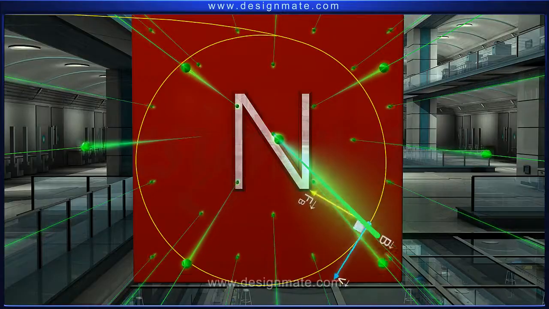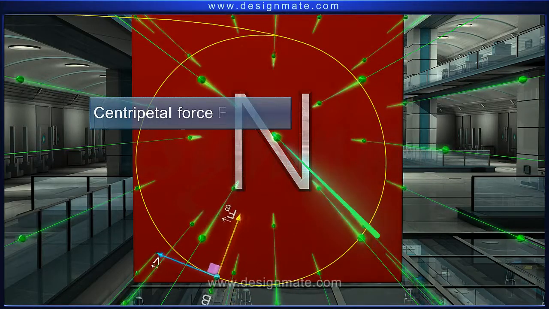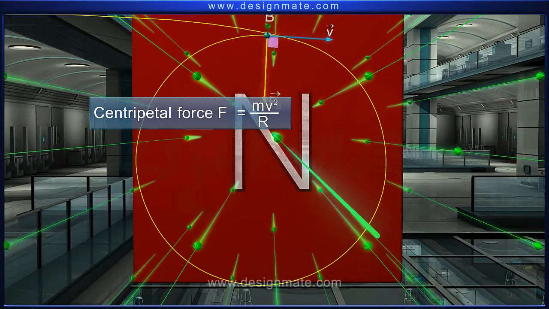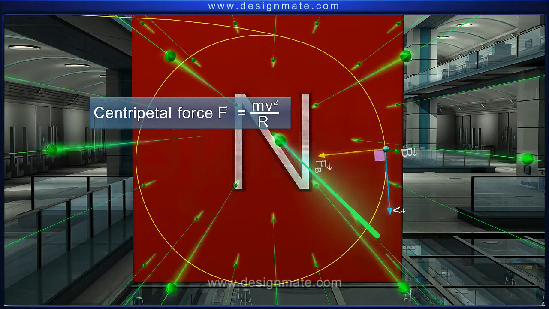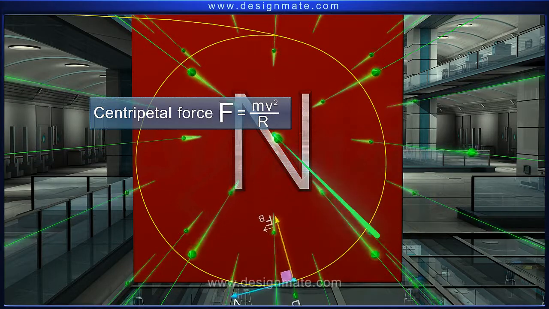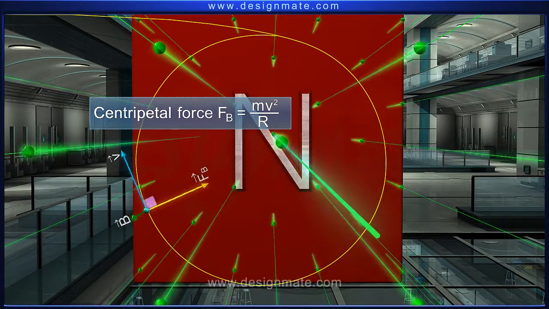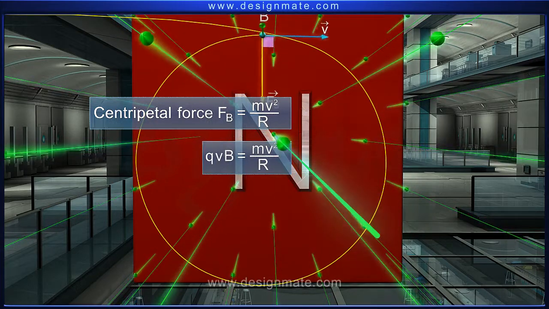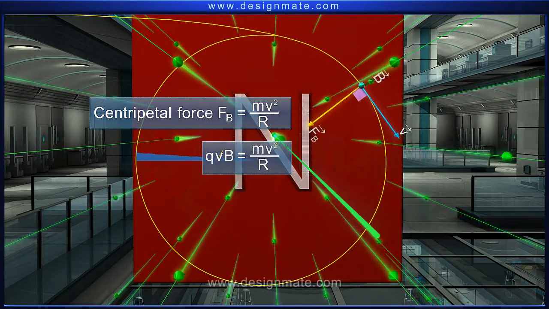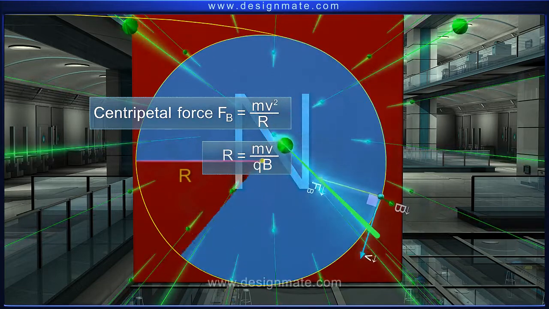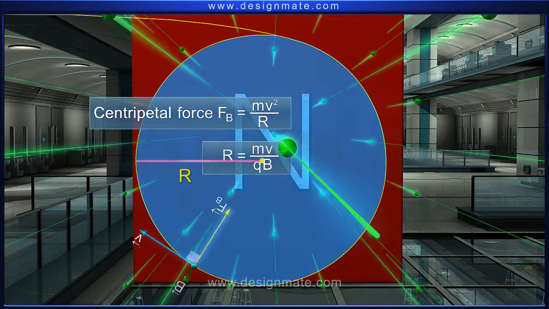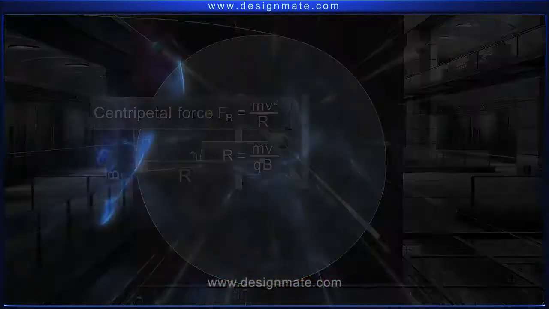For a circular motion, the centripetal force F equals m times v squared by r. Here, the centripetal force is provided by the magnetic force Fb. Hence, qvb equals m times v squared by r. Therefore, the radius r of its circular orbit is r equals m times v by q times b.